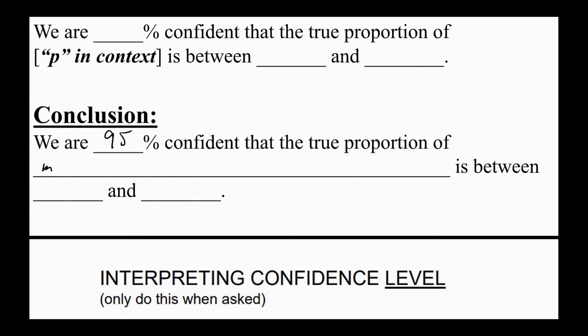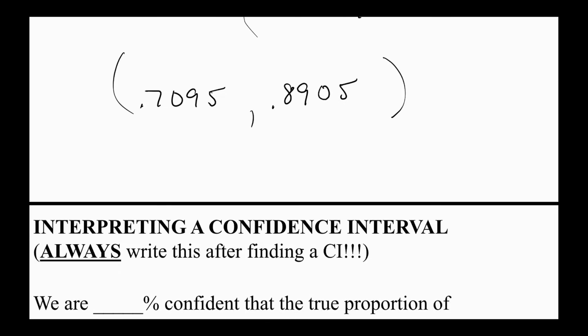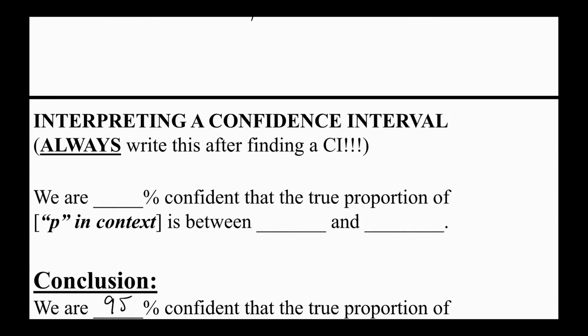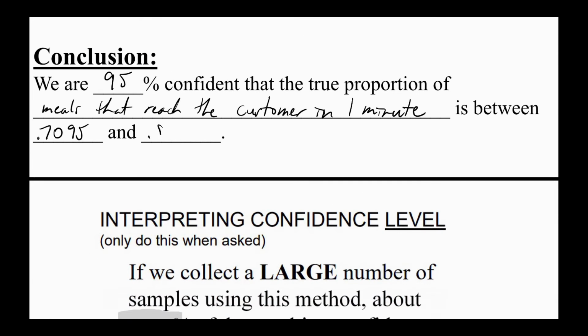Let's see, meals that reach the customer in 1 minute is between, that's where our interval goes. So 0.7095 and 0.8905.